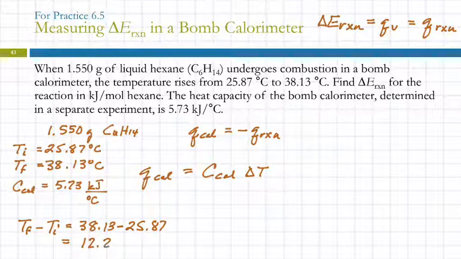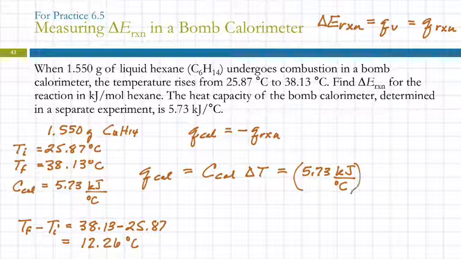12.26 degrees Celsius. And I've got my C-cal right here: 5.73 kilojoules per degree Celsius times 12.26 degrees Celsius. What happens with the units? Degrees Celsius cancel out, right? So Q cal is 12.26 times 5.73.